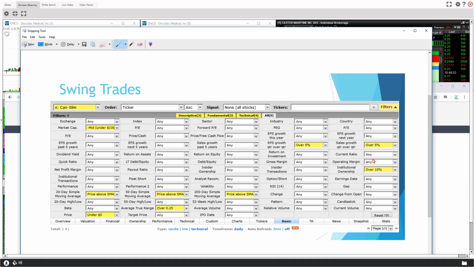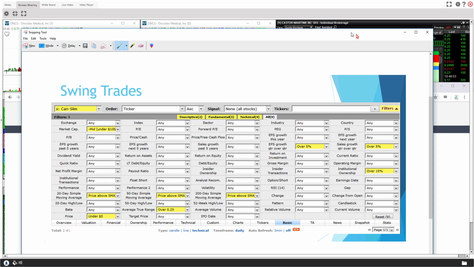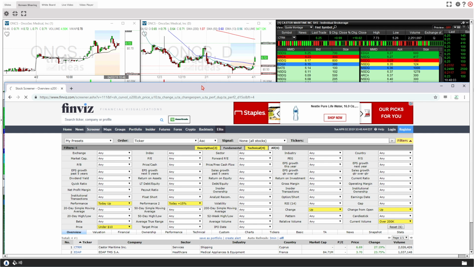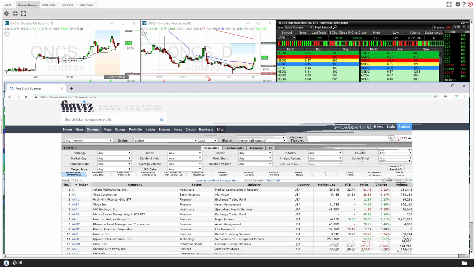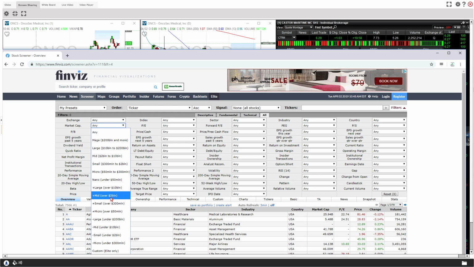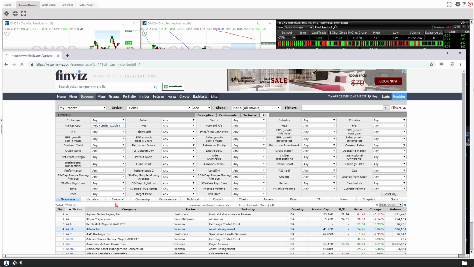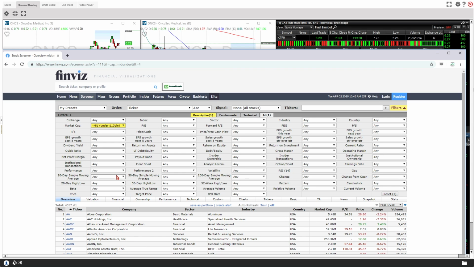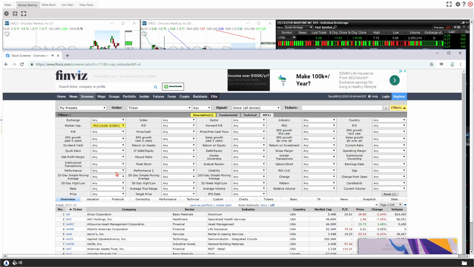EPS growth over 5%, sales growth over 5%, institutional ownership over 10%. So again, this is when we're diving a little more into the company, because we're not looking for just a straight day trade on this. We're looking to hold this for a little more time. When I say swing trade, usually I'm talking about an overnight trade, but in this case it's more of a weekly hold or even a couple weeks hold.